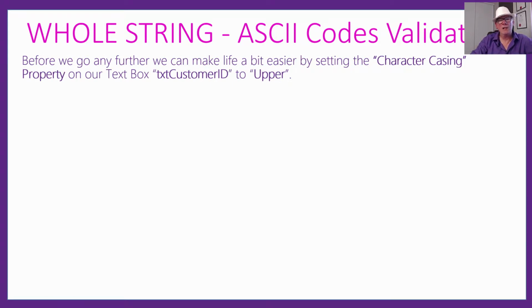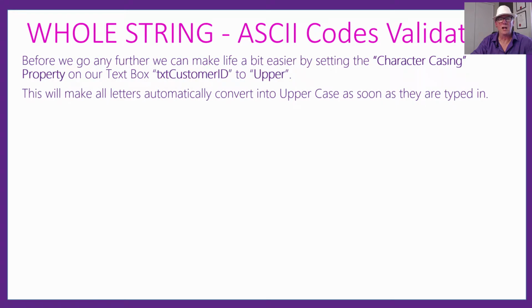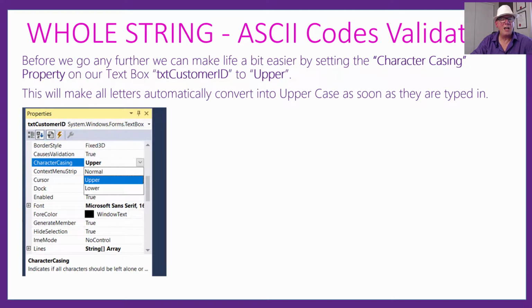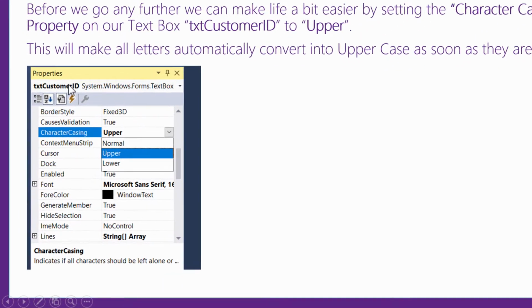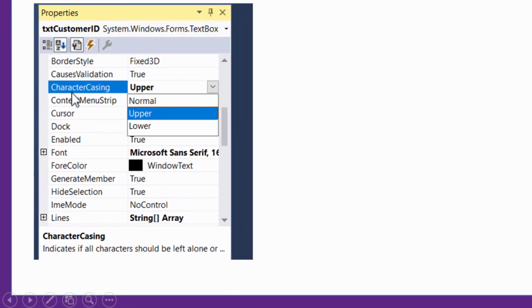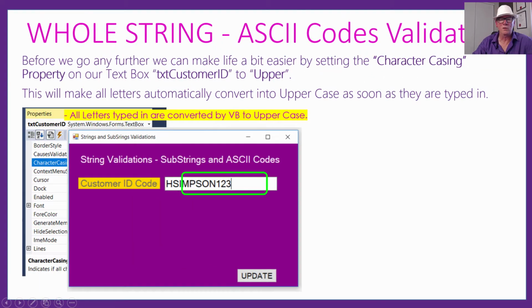All right, now we can also make life a bit easier by setting the character casing property on that text box, so that anything they type in is automatically converted into uppercase letters. How you do that is, on the text customer ID box where they're putting the customer ID in, go to the property called character casing, which is usually set to normal. Just put it onto upper.